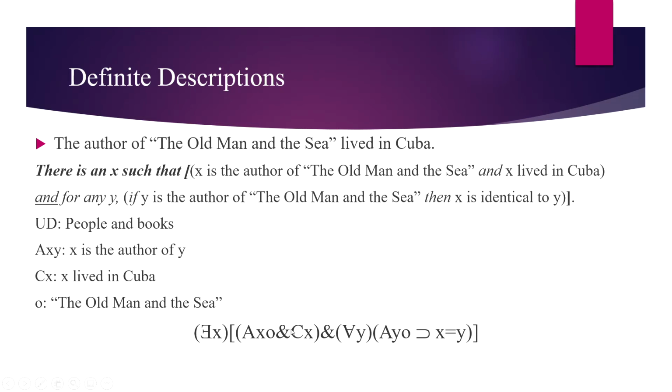Notice that the structure is exactly the same as that last example, right? There is some X that is the author of The Old Man and the Sea and lived in Cuba. And for any Y in the universe of discourse, if they have the property of being the author of The Old Man and the Sea, then they are identical to X. So there's just one author of The Old Man and the Sea, and that person lived in Cuba.